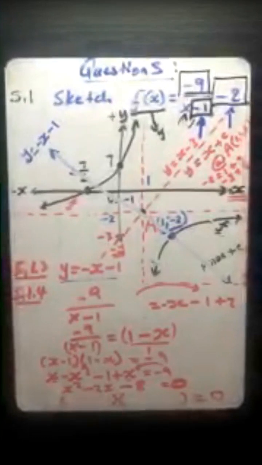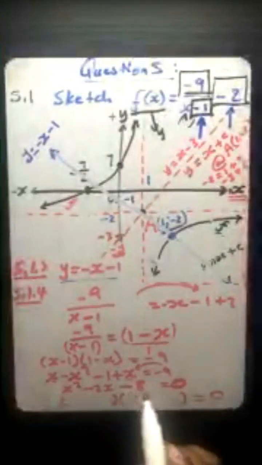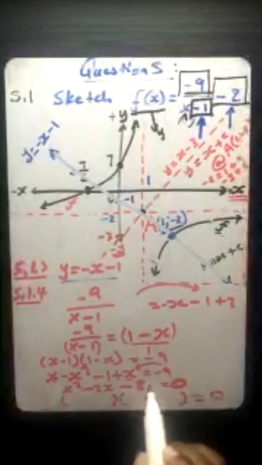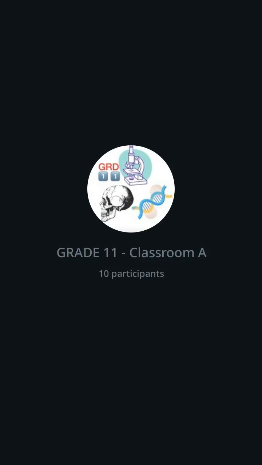Vuyiswa, did you get the factors? I think this one is easy. This one is easy to factorize because you ask what two numbers can give you 8: it is 2 and 4. So x times x, and 2 and 4 can give you 8. But now we said the bigger number takes the sign of the middle term.